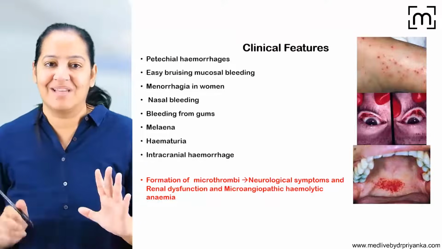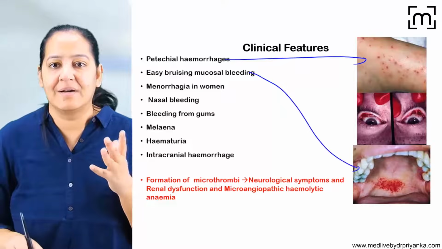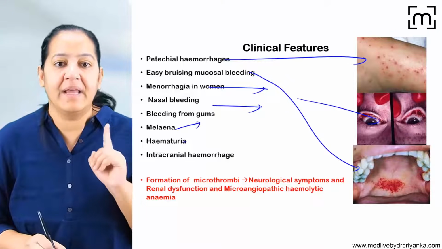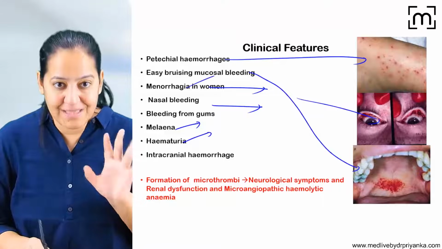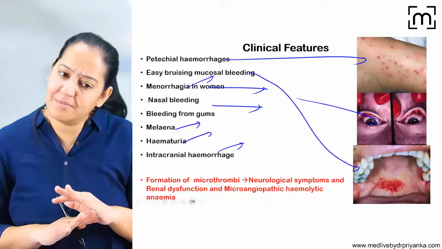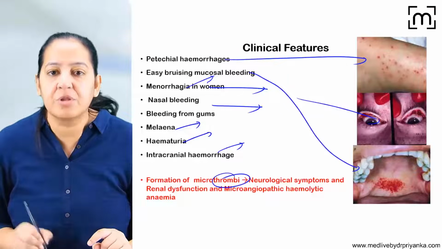The clinical features are the same. Here also the petechiae are there, easy mucosal bruising is there, conjunctival bleeding is there, nasal bleeding, gum bleeding, stool bleeding, urine bleeding, and menstrual bleeding, brain bleeding. So all the bleeding symptoms are exactly the same as that of ITP. The only additional finding here is that small thrombi are formed.